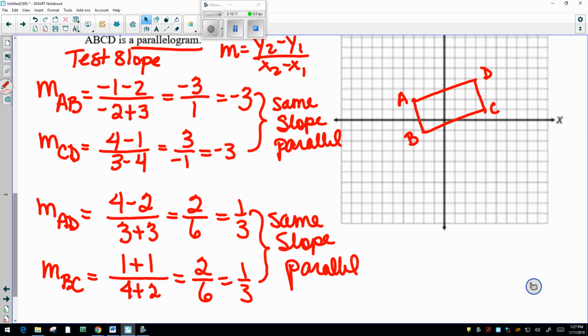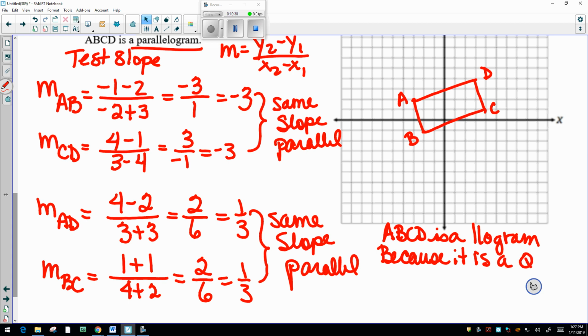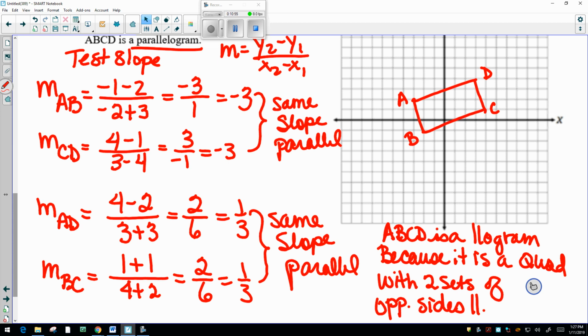So our goal of this problem was to show it was a parallelogram, and we said we wanted to have two sets of opposite sides that were parallel. So the very last thing that we need to do is just come up with a concluding statement summarizing everything that we've just calculated. So we can say here, ABCD is a parallelogram because it is a quadrilateral with two sets of opposite sides that are parallel. So coordinate proofs, you always want to end with a concluding statement, just summarizing all of the calculations that you have done.